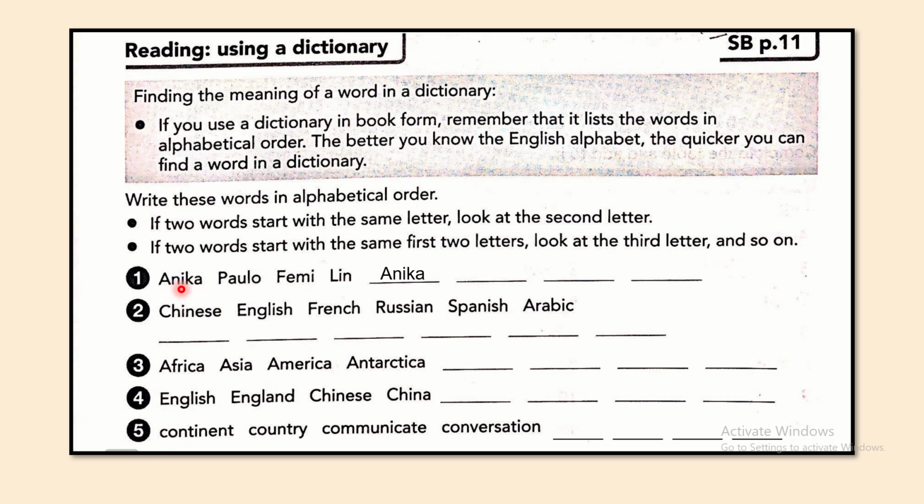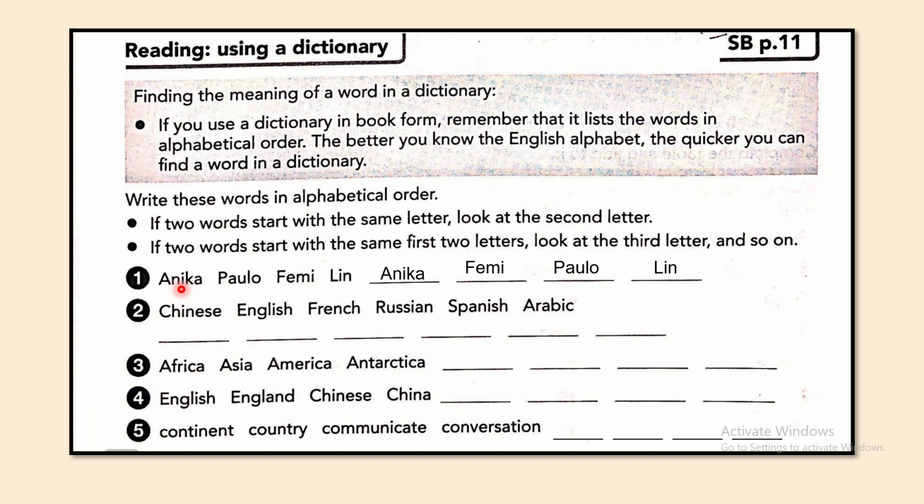Now, what comes after A? Of course, B, C, D, E, F. Oh, there we have a word with the letter F, that is Femi. So Femi would be our second word in the list. Similarly, next is Paulo, and of course, Lynn is the last as the letter L comes after the letter P. So this is how you have to do it.